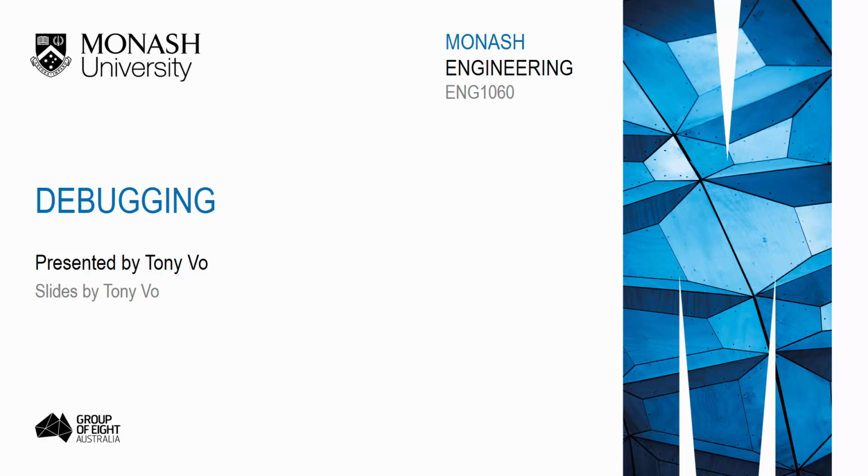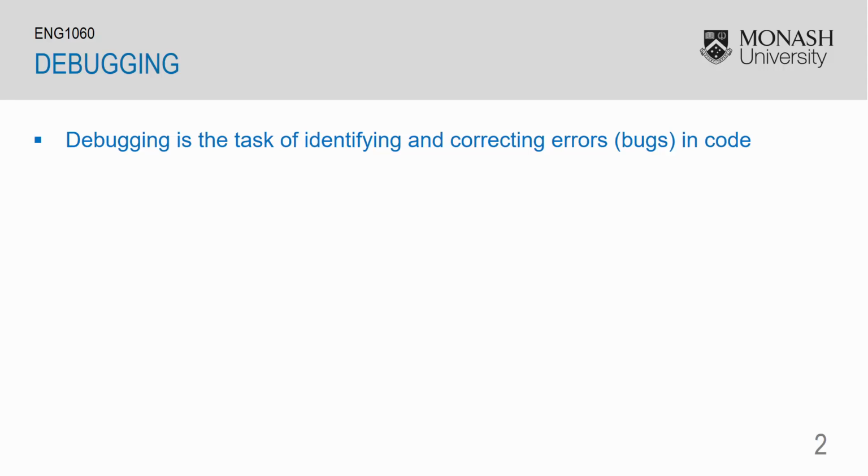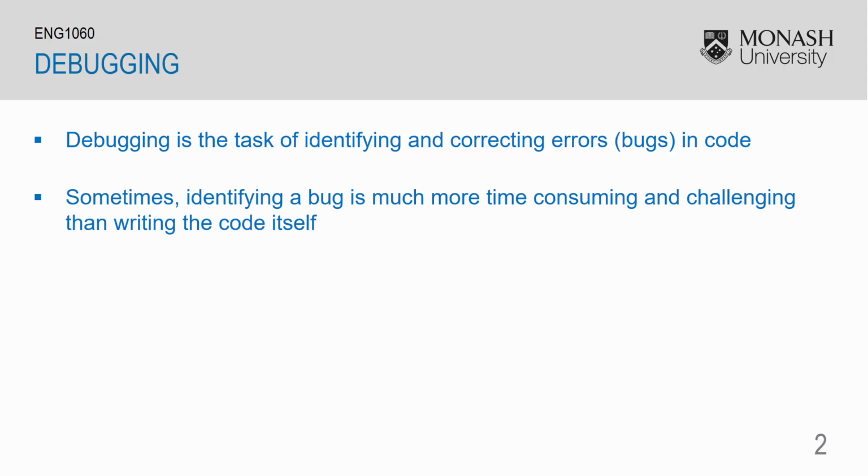Hello Eng 1060. In this video, we will cover debugging. Debugging is the task of identifying and correcting any errors, also known as bugs, in code. With coding, it is sometimes much more time-consuming and challenging to identify the bugs than to write the code itself. This is especially true for poorly written code.